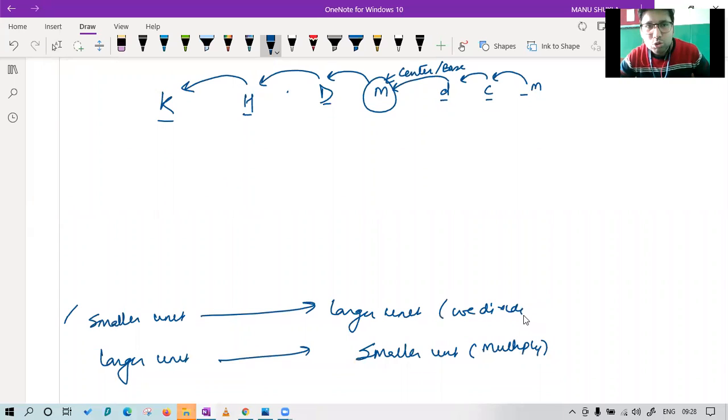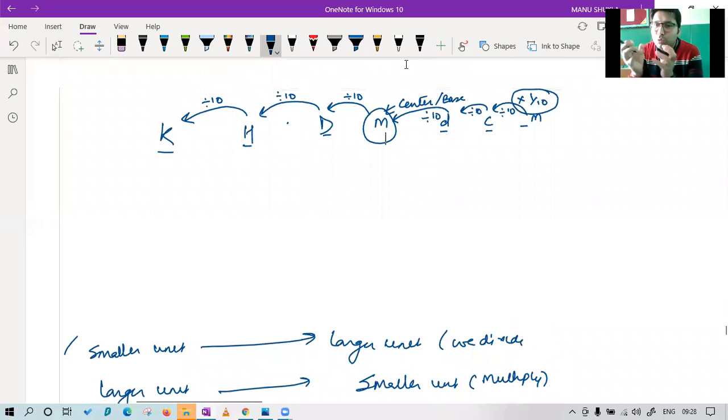Now see my point. So we are dividing by 10 on each step like this. Or you can say it is into 1 by 10. They both are same thing, class. If I say divide by 10 or multiply by 1 by 10, are they different? They are the same thing. So if you go from a smaller to a larger unit, you multiply by 1 upon 10.